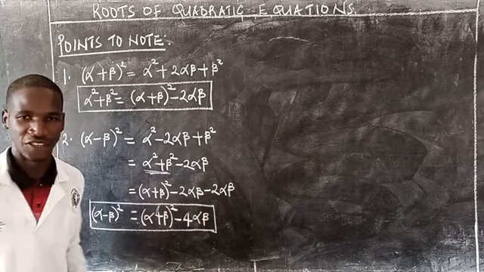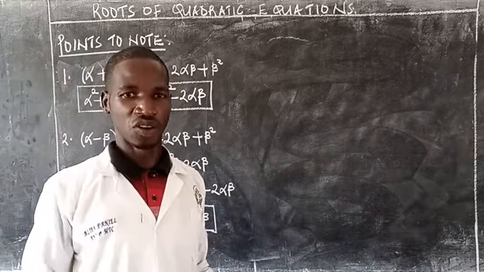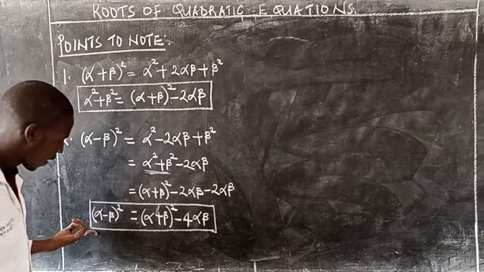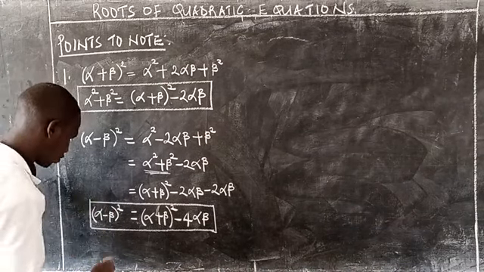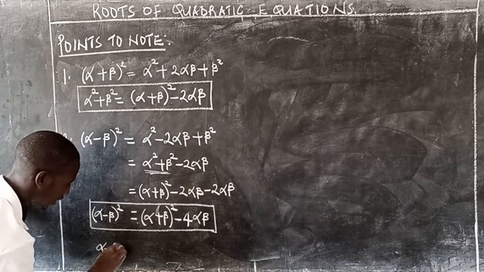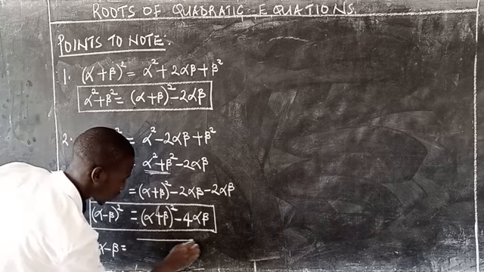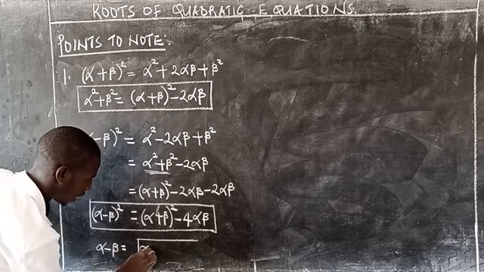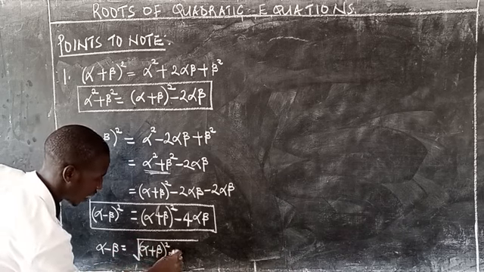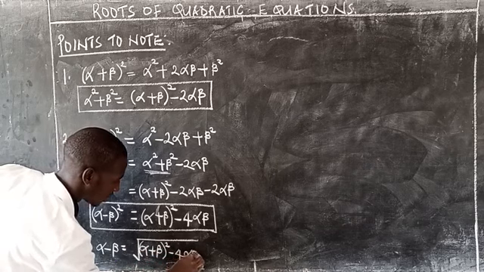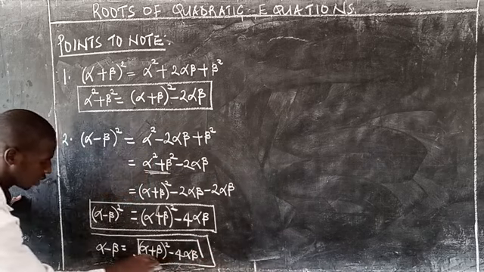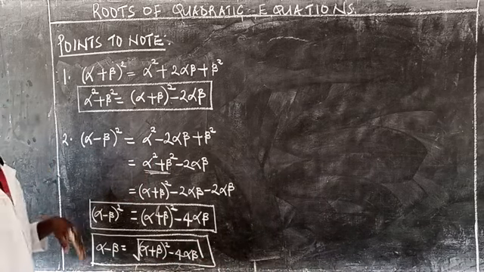What about if you want alpha minus beta only? If you want alpha minus beta, you come and make it the subject of the formula here by taking square root on both sides. So if you take square root on both sides, I'll have alpha minus beta to be equal to square root of alpha plus beta but squared minus 4 alpha beta. This is also equally important. You need to know them.